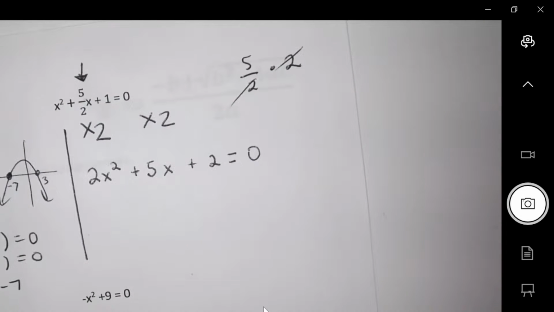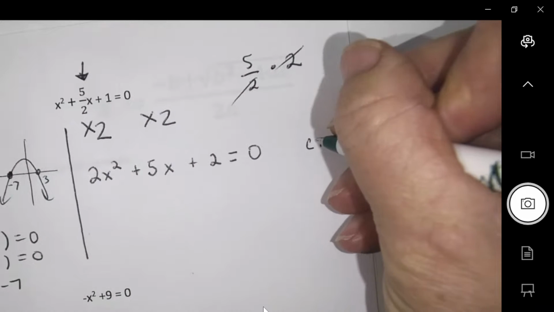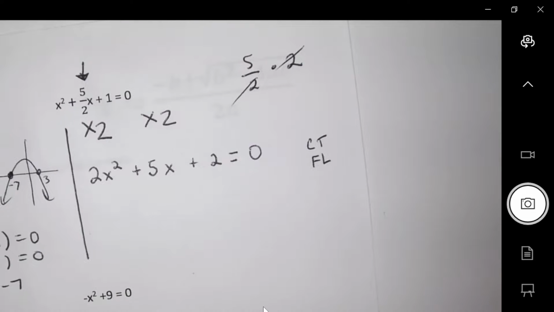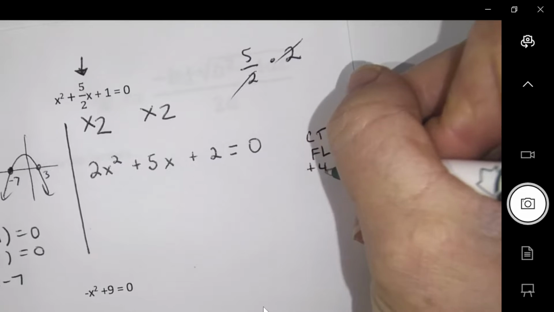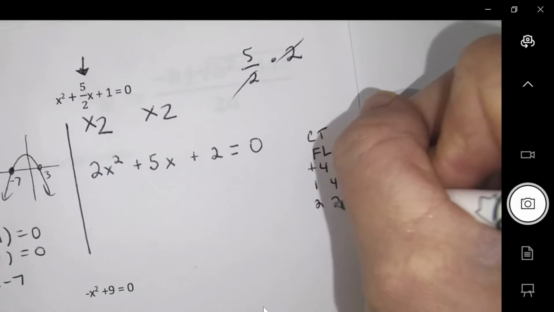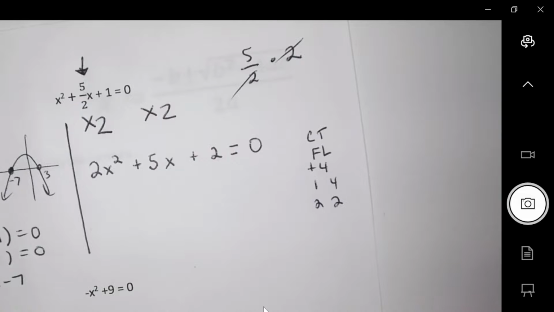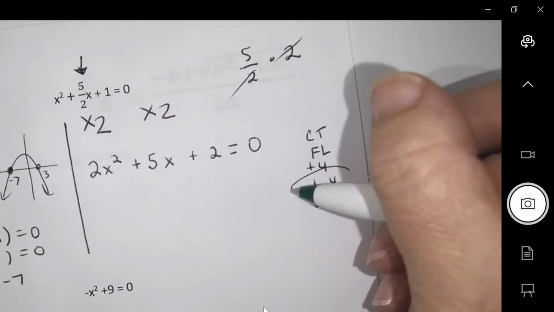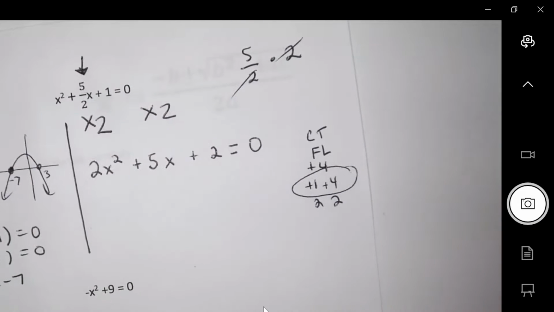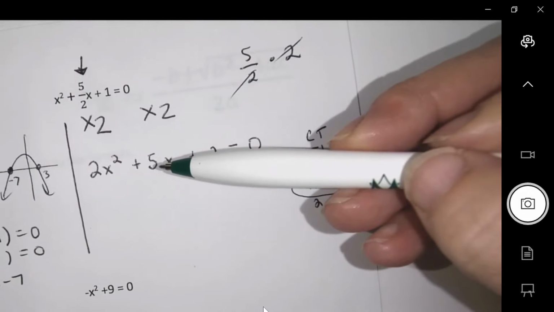Okay, do we recognize this as something we're familiar with? Complex trinomial. Okay, I'm going to flip. That's how we're starting. So the first times the last makes a plus 4. 1, 4, or a 2, 2. Whatever I'm using needs to get me a plus 5 in the middle. So plus 1 and plus 4 multiply to plus 4 and add to plus 5.